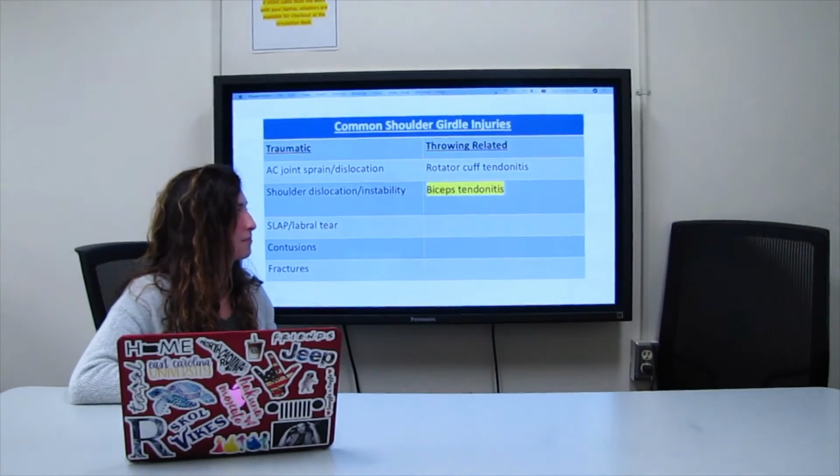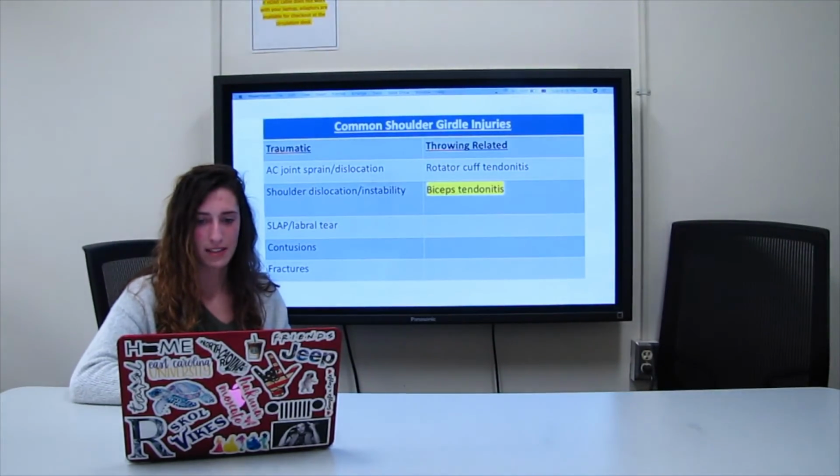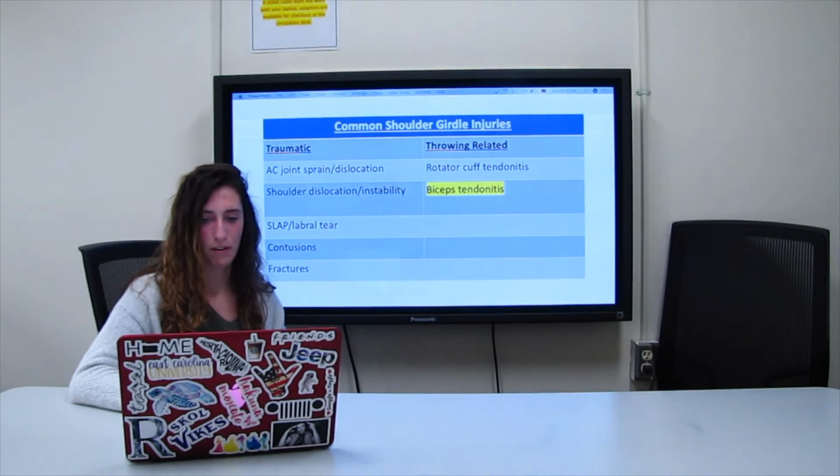Secondly, we have bicep tendinitis. The long head of the bicep tendon is a common pain generator in overhead athletes. In professional football quarterbacks, bicep tendinitis represents the second most common shoulder injury related to throwing, following rotator cuff tendinitis, which we spoke of earlier.